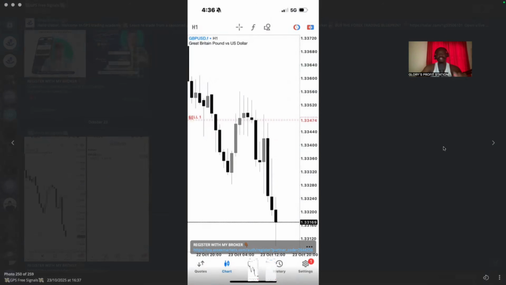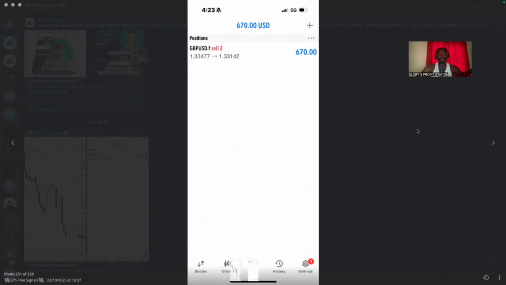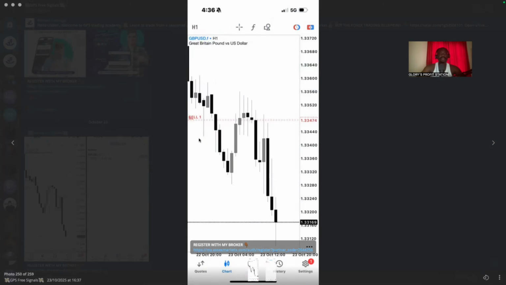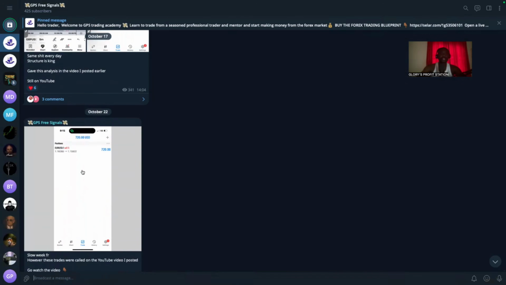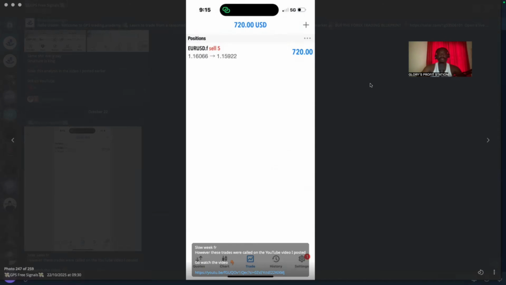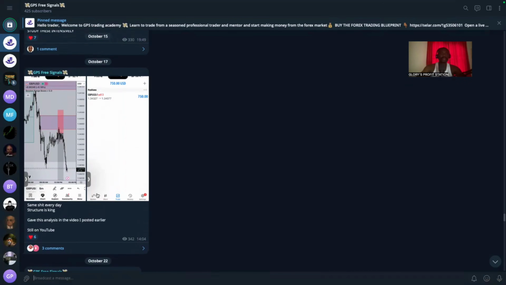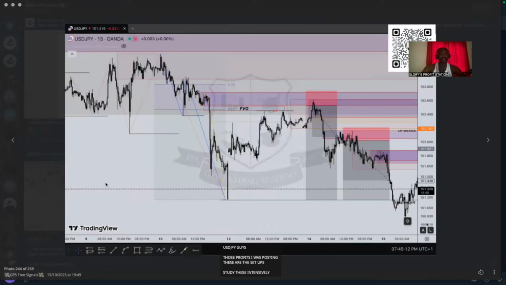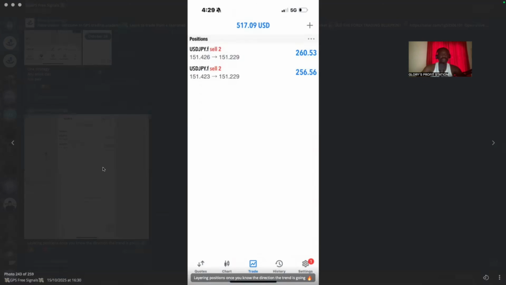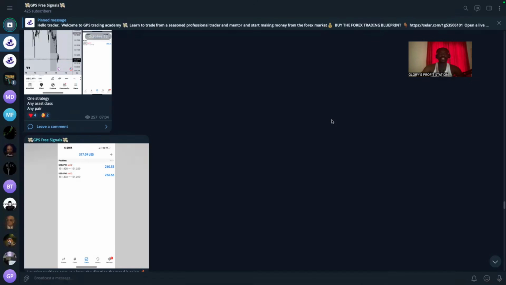You can see this is GBP USD exactly, selling from, look at that, guys. So I actually got the trade on GBP USD. You can see the results right there. That was from the 1 hour time frame. I got a lot of trades on GBP USD. I also got trades on Euro USD. You can see some sales that I was able to catch on Euro USD. USD JPY, using the exact same concepts as well.